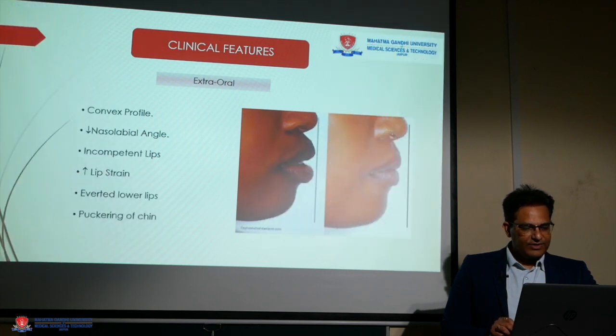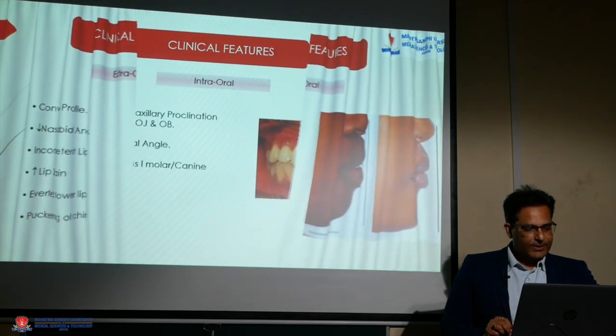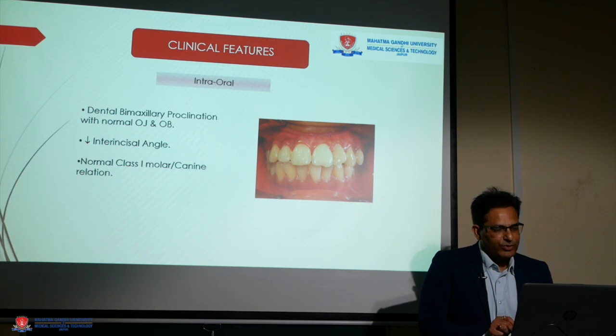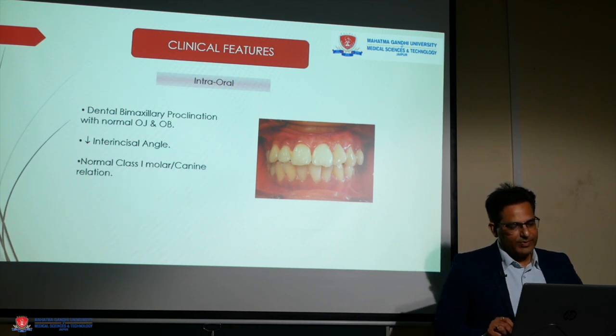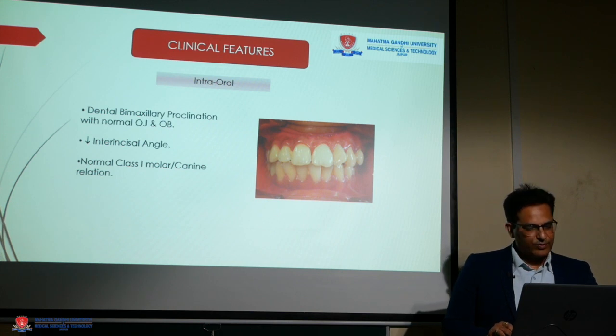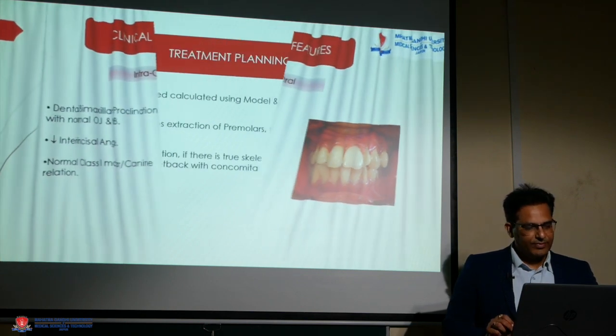The clinical features that we see in BMP cases are convex profile, decreased nasolabial angle, incompetent lips, increased lip strain, everted lower lip, and puckering of the chin. Intraorally, what we observe is bimaxillary proclination, that is both the arches forwardly placed with respect to the jaw bases, decreased interincisal angle, and normal class 1 molar and canine relationship.